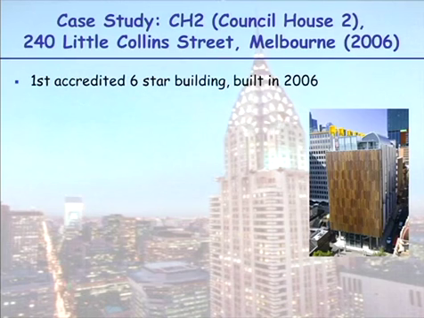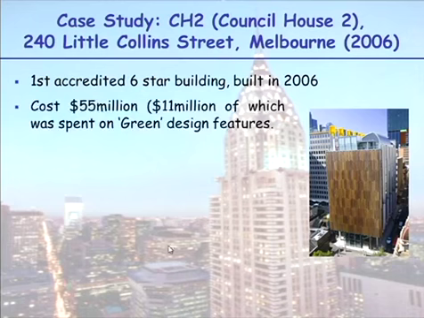It is the first accredited, I called it 5-star. It's actually a 6-star building built in 2006. You'll see here there's a timber facade, and of course awnings that open and close to provide natural shading. The cost of the building was $55 million.